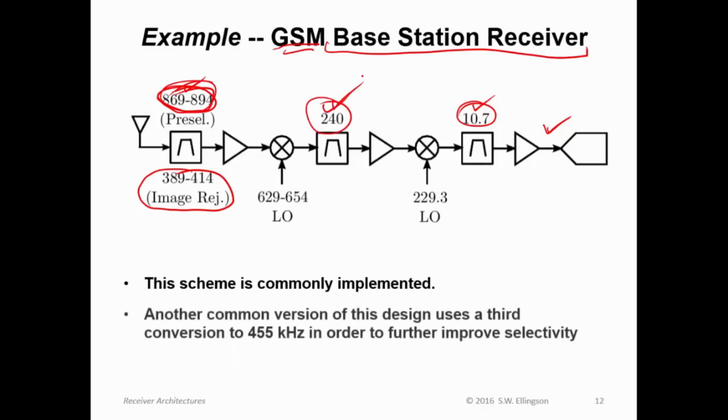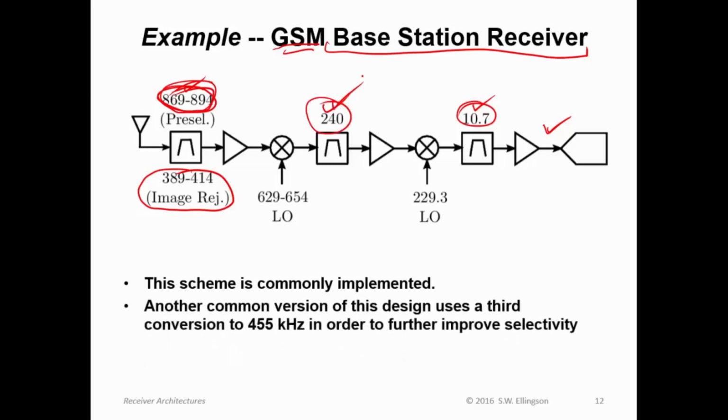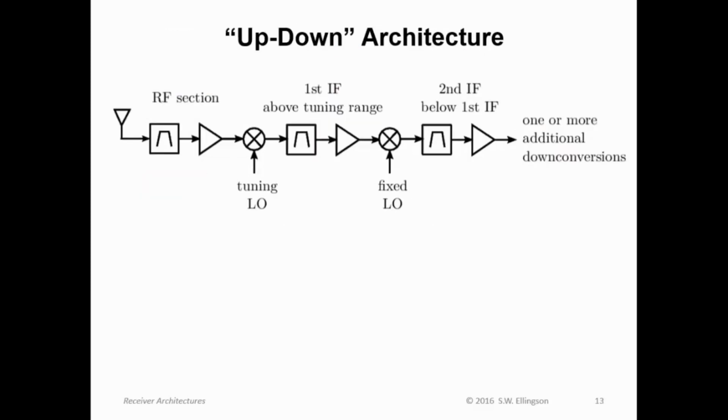In fact, I can think of many base station receiver designs I've seen that use exactly this scheme. Another common version of this design uses a third conversion to go to 455 kilohertz to further improve selectivity. So a very, very high performance GSM receiver might have three conversions: 240, then 10.7, and then 455 kilohertz, again to spread all that gain out over four different stages and to achieve the best possible management of all the spurious products that might result.